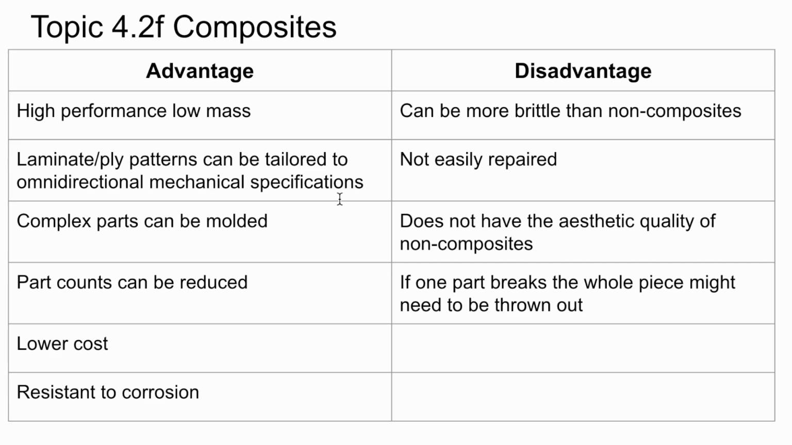You can't replace that. You can make really complex parts that can be molded in very complex ways, but they may not have the aesthetic qualities of non-composites. The part counts can be reduced, so you just don't need as many parts, but if one part breaks, the whole thing may need to be thrown out. And they are lower cost and resistant to corrosion.